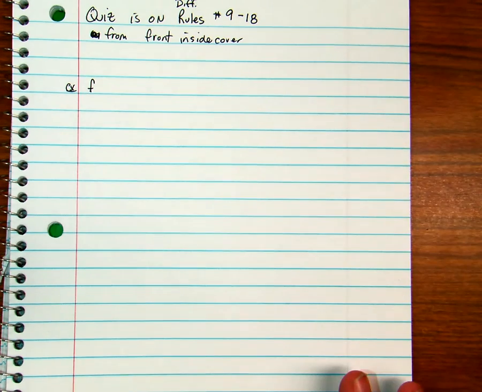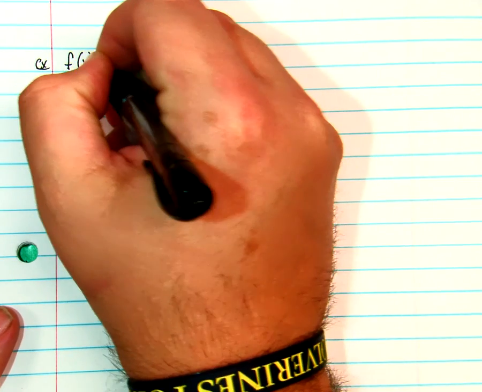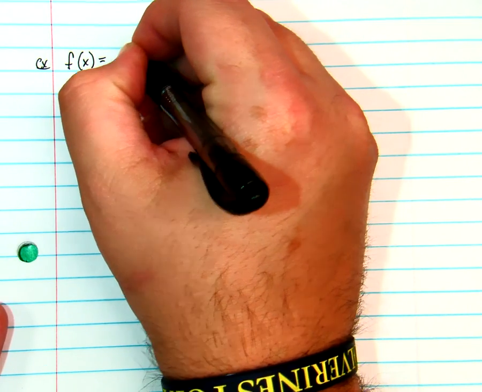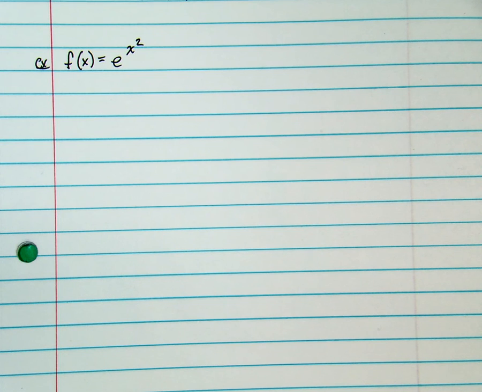All right, I'm making these up, so they might not be the best examples ever, but these are what you're going to have to deal with. f of x is e to the, let's say, x squared. We'll start simple.